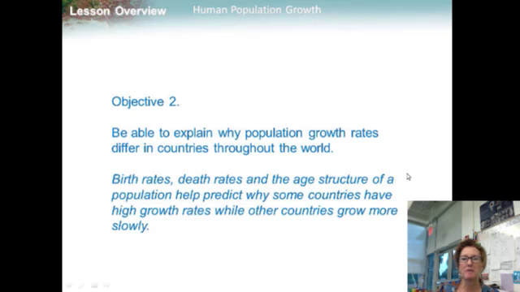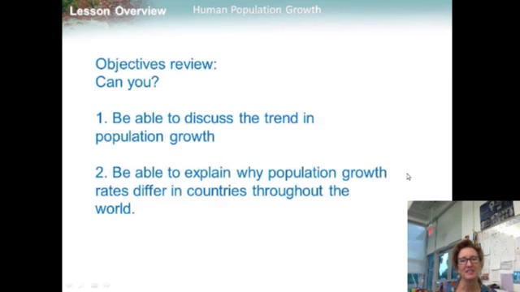Objective 2 was to be able to explain why population growth rates differ in countries throughout the world. Birth rates, death rates, and the age structure of the population help predict why some countries have high growth rates while other countries grow more slowly. So please ask yourself, can you discuss the trend in population growth? And can you explain why population growth rates differ in countries throughout the world?